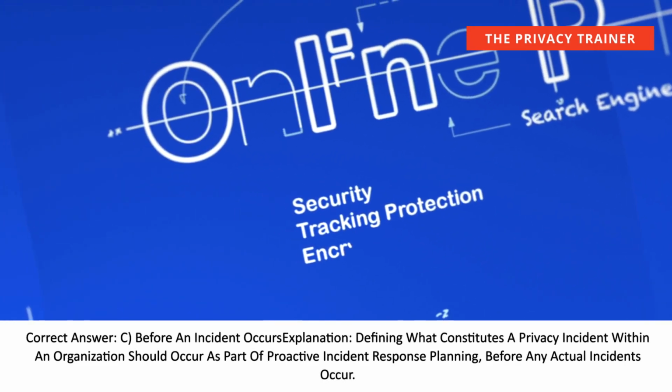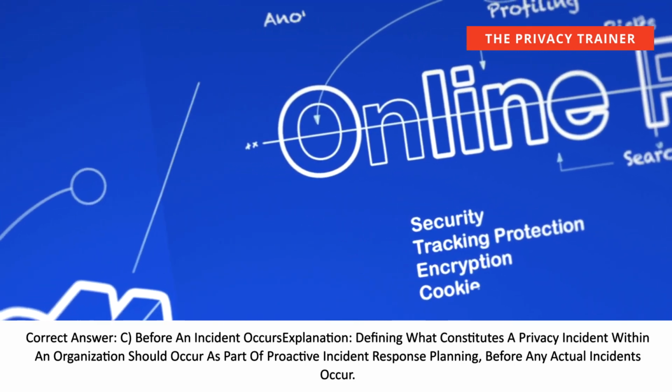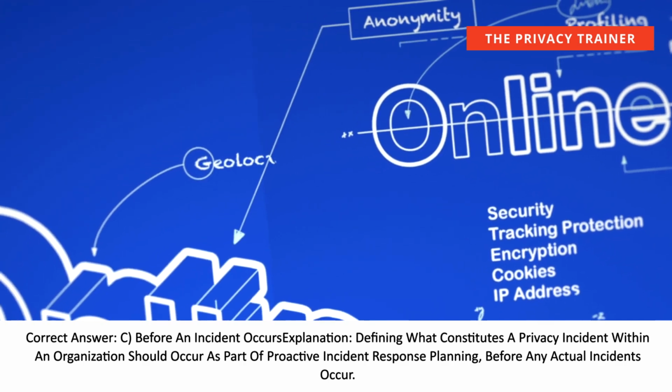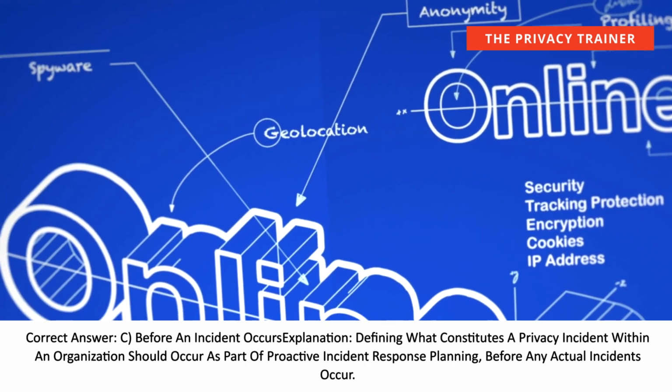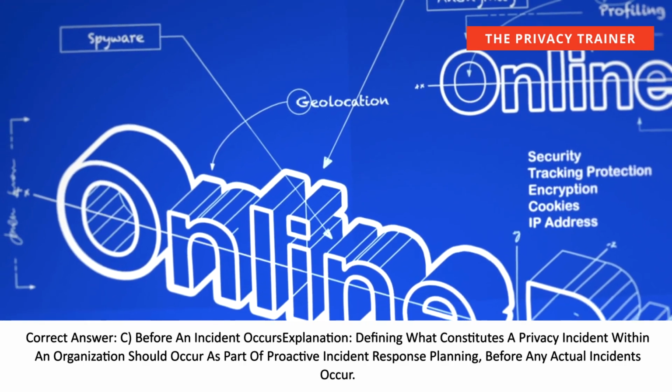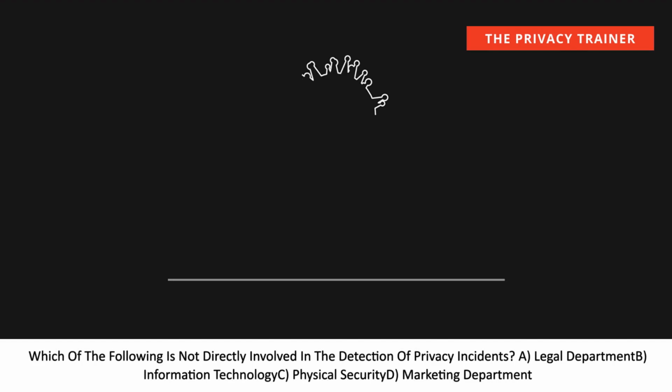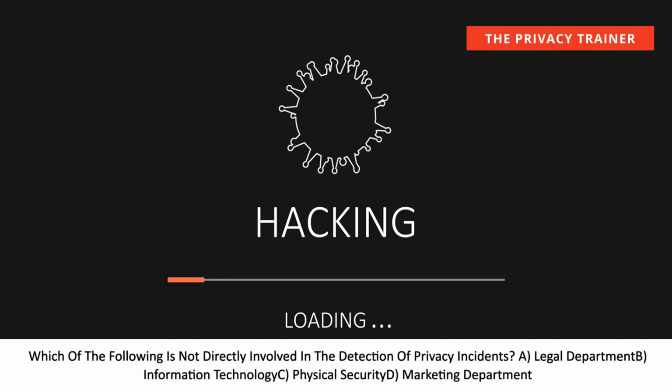Explanation: defining what constitutes a privacy incident within an organization should occur as part of proactive incident response planning before any actual incidents occur. Which of the following is not directly involved in the detection of privacy incidents? A. Legal department. B. Information technology. C. Physical security. D. Marketing department.